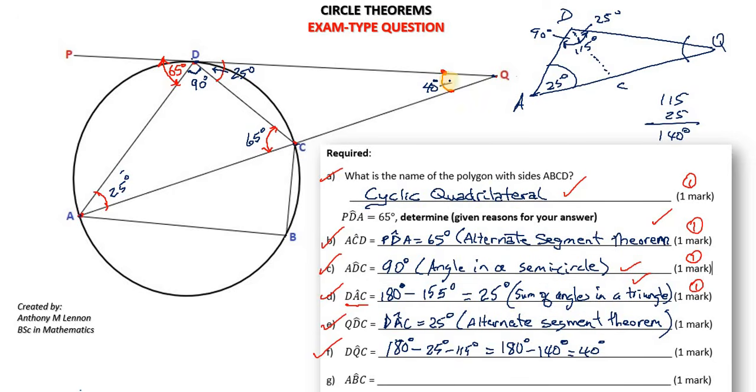If you want to write it outside, it's the same thing, that's fine. So that's 40 degrees. So you got full marks for that as well. Oh, we forgot to put a reason. Sum of angles in a triangle.